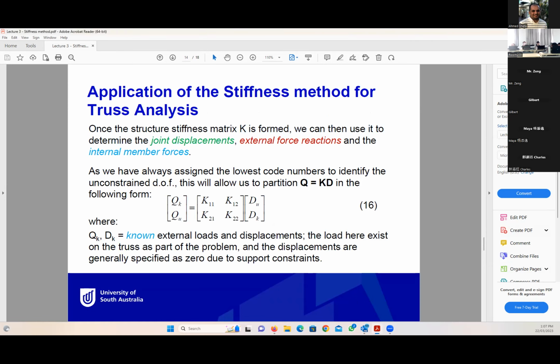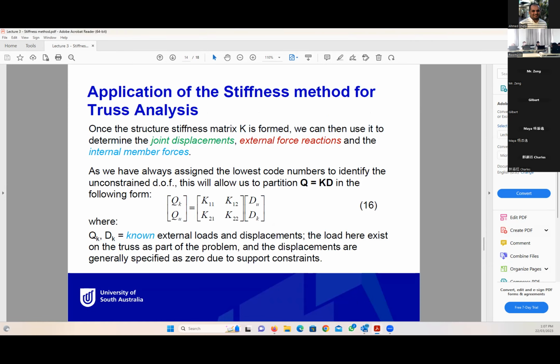So as you can see, QK is in the same line with the unknown displacement. So the unknown displacement can be found using the known loads, and the unknown loads can be determined by the known displacement. Here, QK and DK are the known external forces and displacements. The load exists on the truss as part of the problem, and the displacements are generally specified as 0 due to supports.